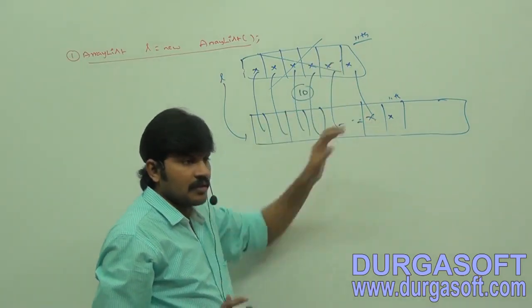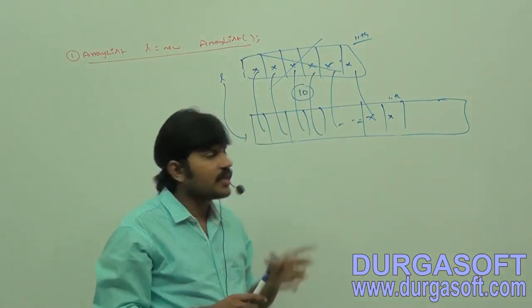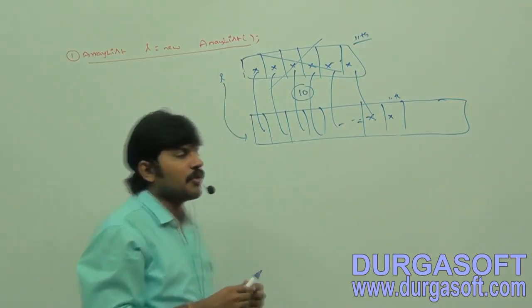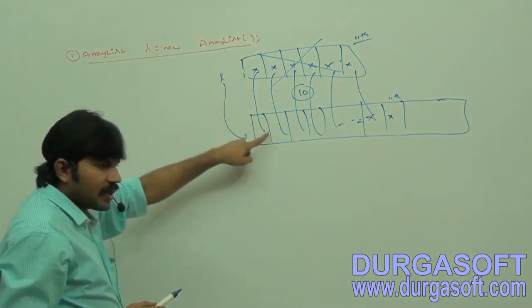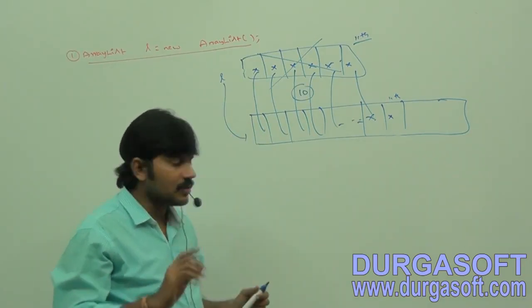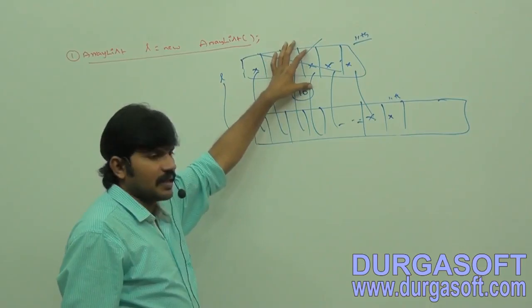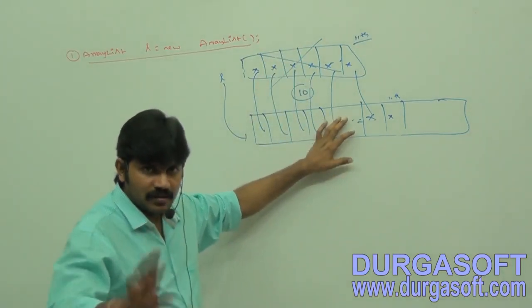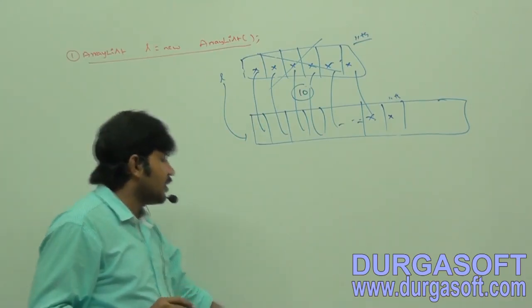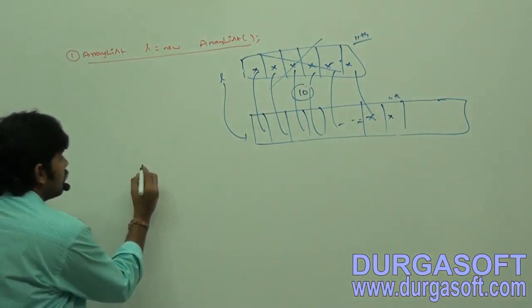Now my question is, what is the capacity of this new object? In the case of ArrayList, don't say the old capacity is 10, so automatically the new one is 20. No, it's not a double. There is a rule. Just observe this.